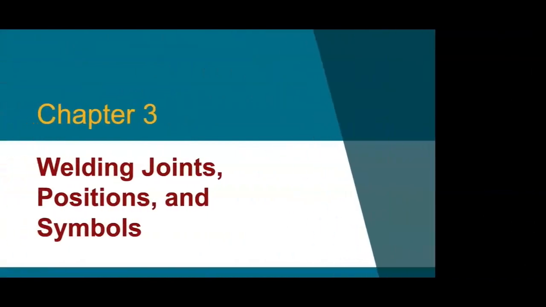This chapter gives you a lot of information. Textbook, Welding Joints, Positions, and Symbols. This is one of the largest chapters in the book. There's a lot of information throughout the chapter. Not all of it you'll use in this course, but you definitely will use it all throughout your time here at Hack. Chapter 3, Welding Joints, Positions, and Symbols.